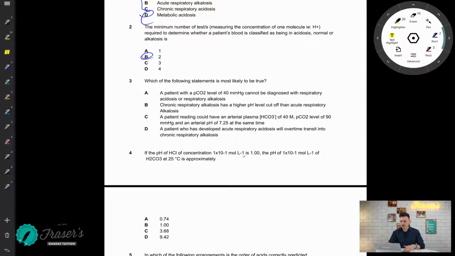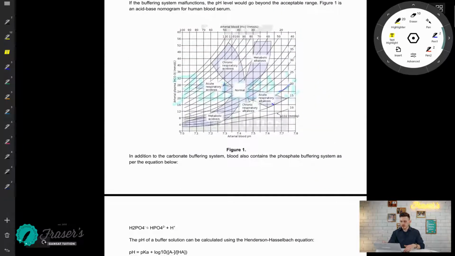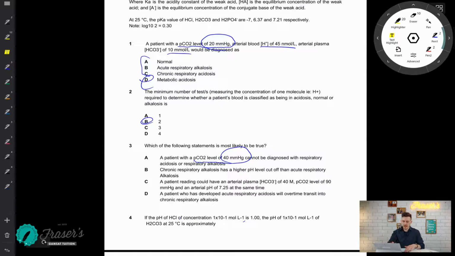What we have in the first one is somebody with a PCO2 level of 40 millimetres of mercury. They're saying they cannot be diagnosed with respiratory acidosis or respiratory alkalosis. Now jumping over to the graph, finding that 40 millimetres of mercury and tracing that line here, we see that the only thing this line intersects is the normal, and none of those diseases that were listed. So right off the bat, I'm inclined to say that this one does seem right. But let's go through the rest of them, and provided the logic doesn't make sense with those, we can in fact go with A.